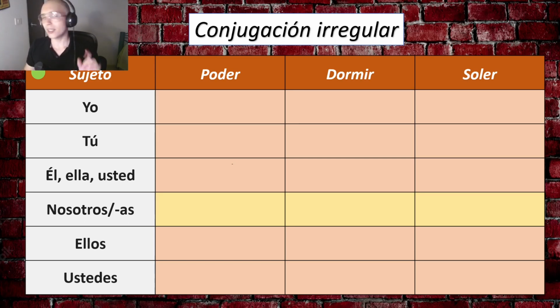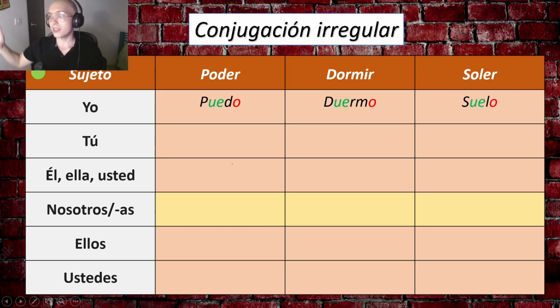And the exchange will be very simple. So let's change that O into an UE. For example, yo puedo. Let's repeat. Yo puedo. I can. Yo duermo. I sleep. Yo suelo. I usually do. So we can see in the three verbs, we do the little declination. Puedo, duermo, suelo. And we finish the verbs in O because we are talking about ourselves.